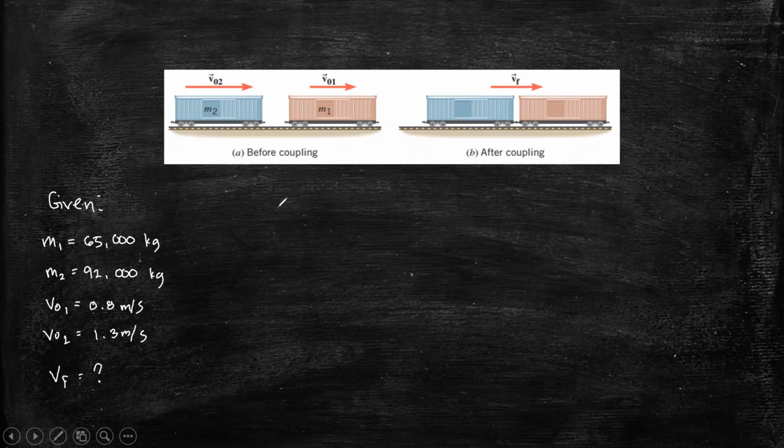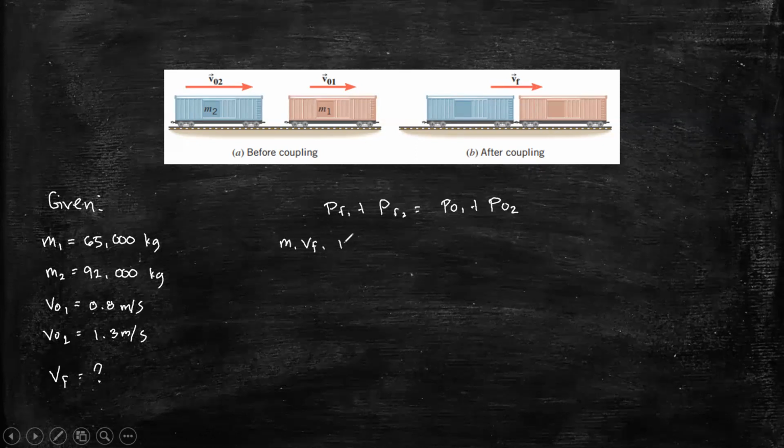So applying the law of conservation of momentum, the total final momentum of two colliding objects is equal to its initial momentum. Let's express this with mass and velocity. So we have mass 1 times final velocity 1 plus mass 2 times the final velocity 2 is equal to mass 1 times its initial velocity and mass 2 times its initial velocity.